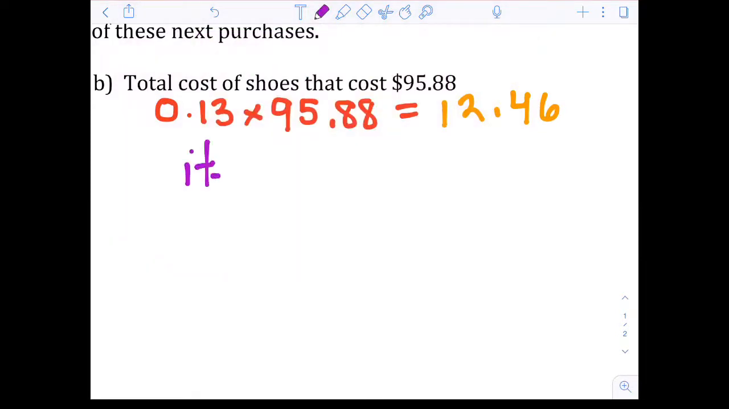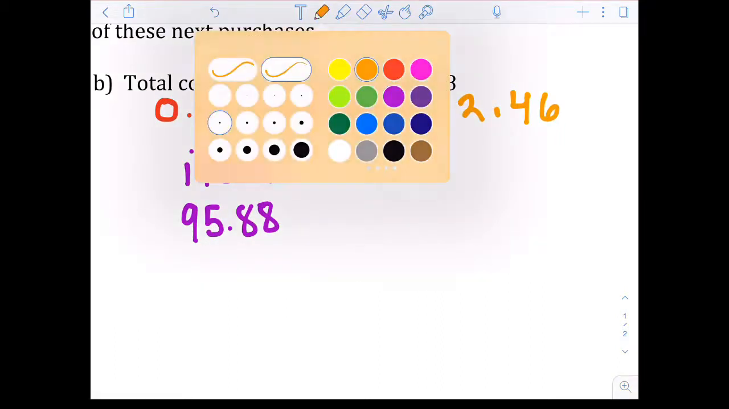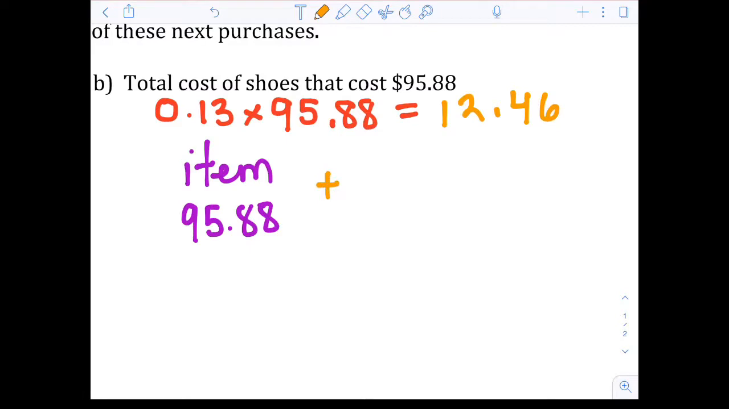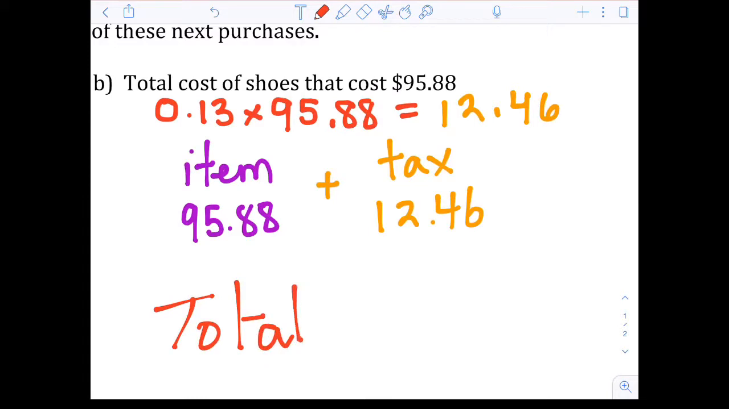The item that we're buying is $95.88. We're going to add that to our tax, which is $12.46. And we'll end up getting our total for the shoes that we buy. I wouldn't buy it, it's too expensive for me. $95.88 plus $12.46 is $108.34. Must be some nice shoes, hopefully.